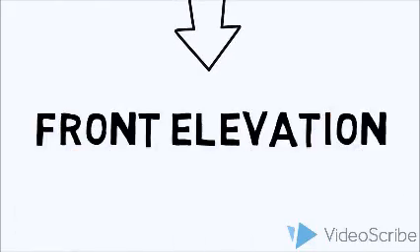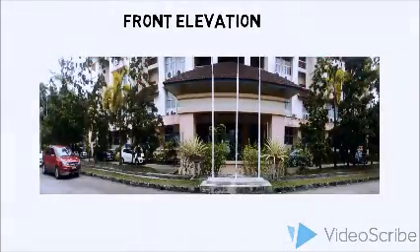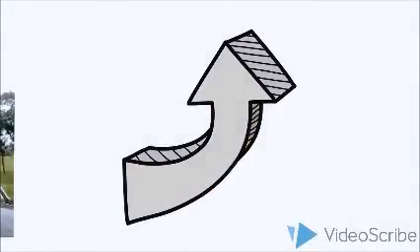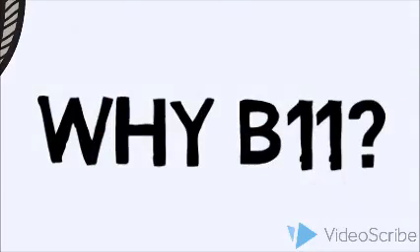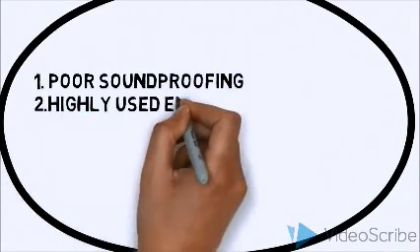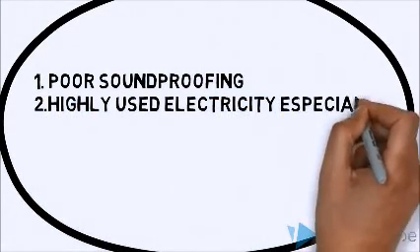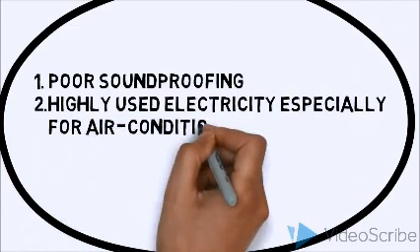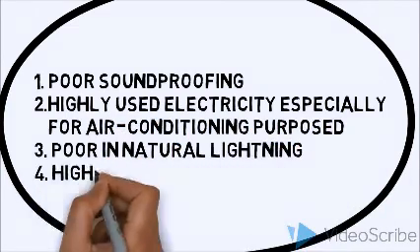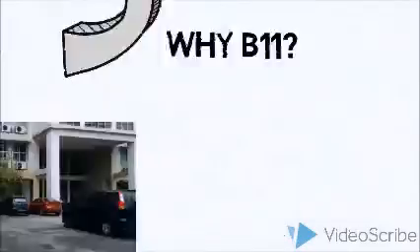This is the front elevation of B11. Back elevation. And some sort of landscape picture of B11. Block B11 was chosen because it has poor soundproofing between rooms, highly used electricity especially for lighting and air conditioning purposes, poor natural lighting, and highly used water resources.